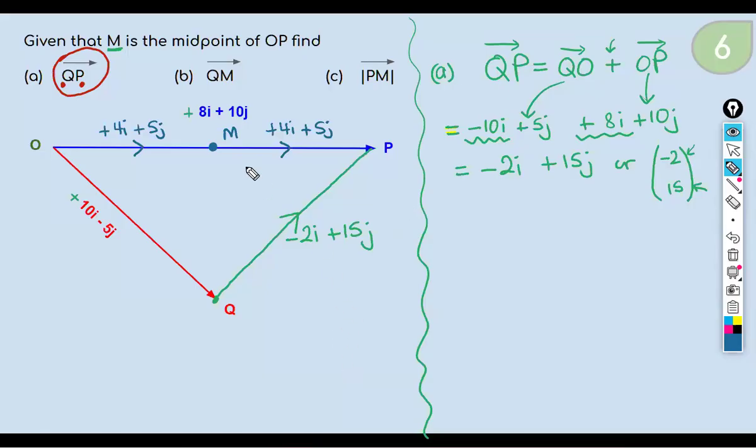So let's see if we can do this question now. They want us to find QM. QM means we're standing at Q and we want to walk to M. Q is our starting point. Let me use a different color, a kind of pinkish color here.